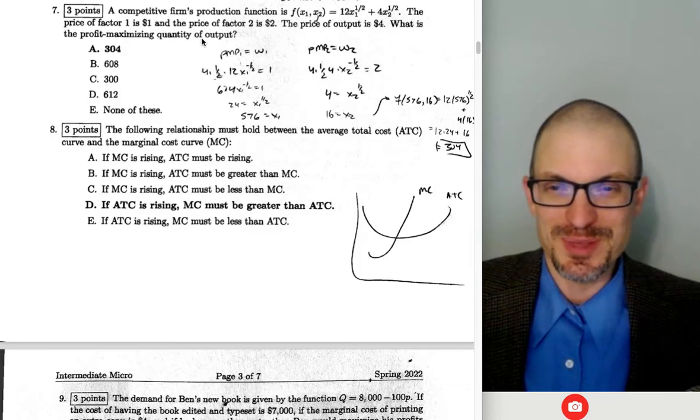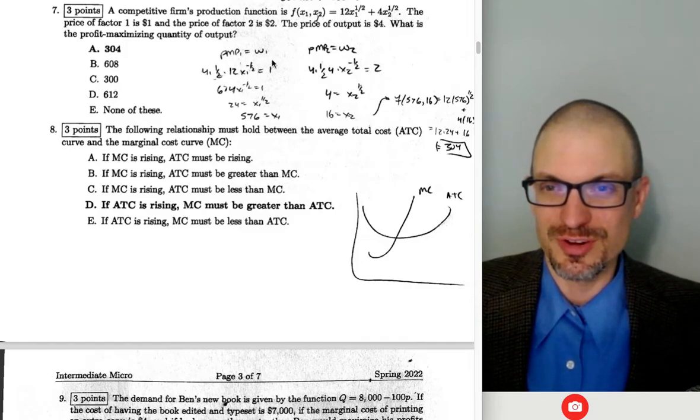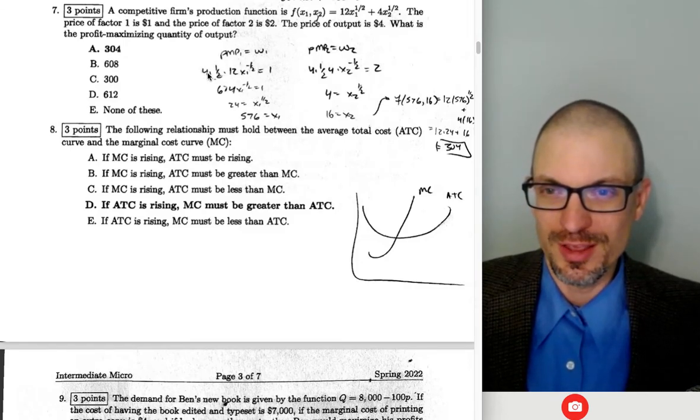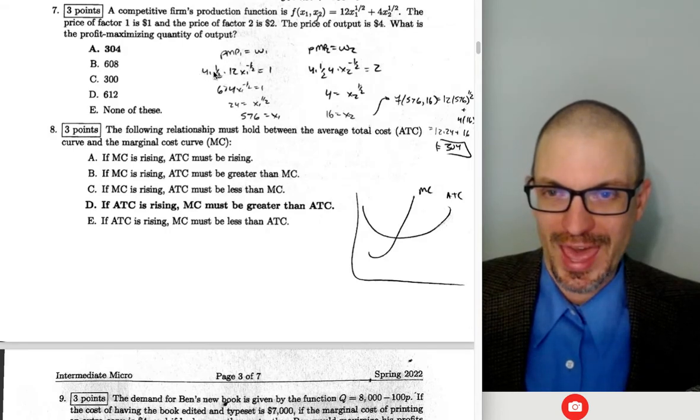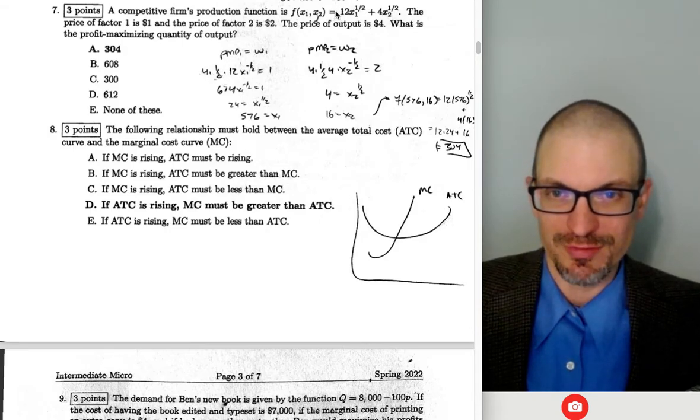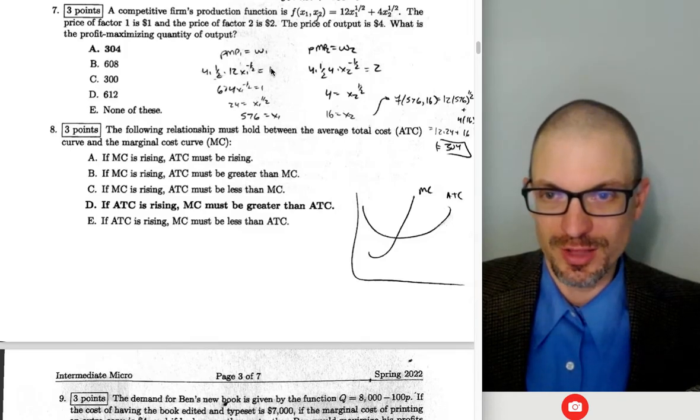Let's just do PMP omega 1, PMP omega 2 twice, and then figure this out, right? So here's for factor 1. 4 is the output good. 1/2 was from taking the derivative here, bring the 1/2 down, multiply by 12, reduce the exponent by 1. Here's the factor price, right? So this is going to be 2 times 12 or 24.